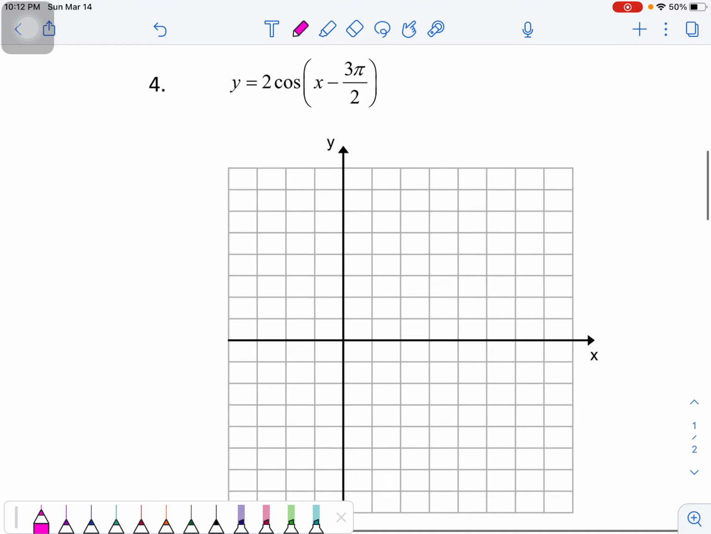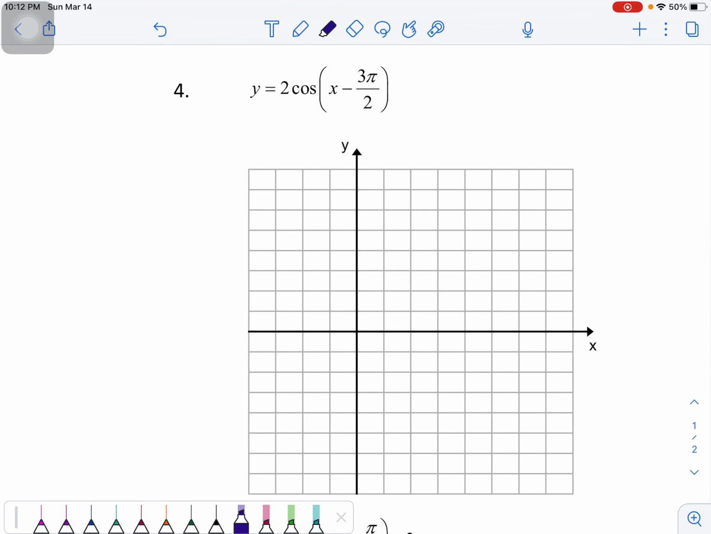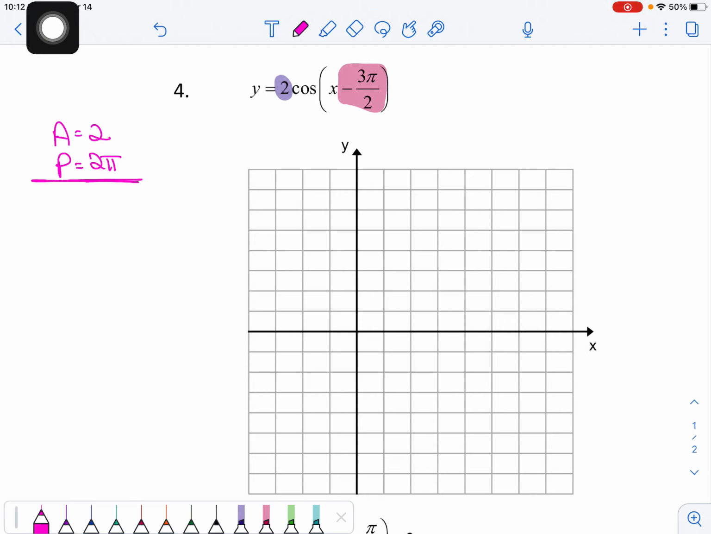All right, so problem number 4, things I need to pay attention to. I need to pay attention to that 2. And I need to pay attention to the fact that I am subtracting 3 pi over 2 from x. So in my list of critical information, amplitude is 2, period. Now, x is not being multiplied by anything, so the period is 2 pi.